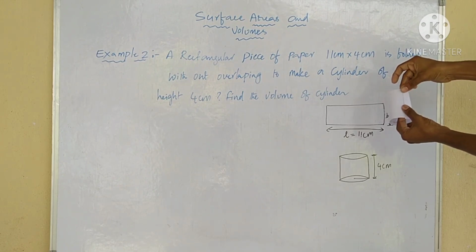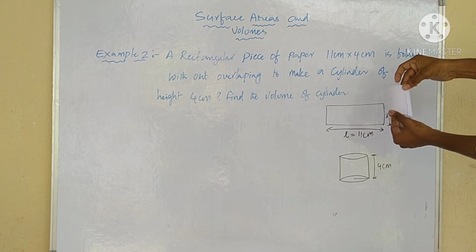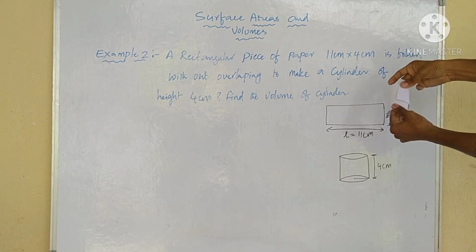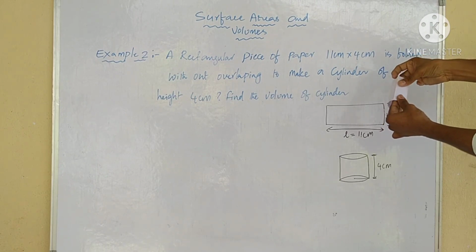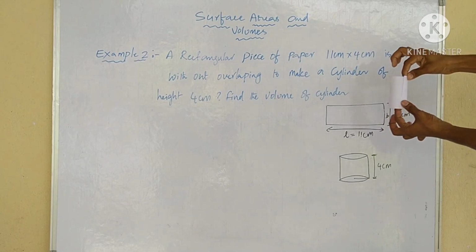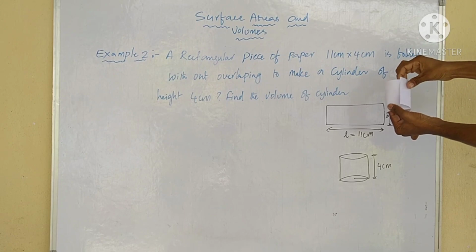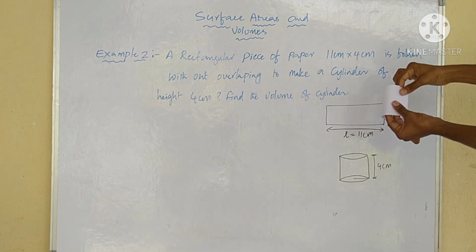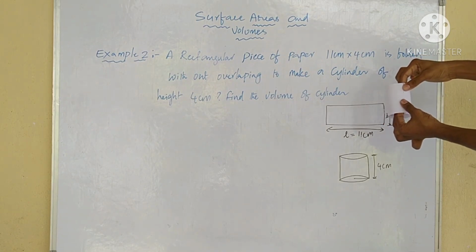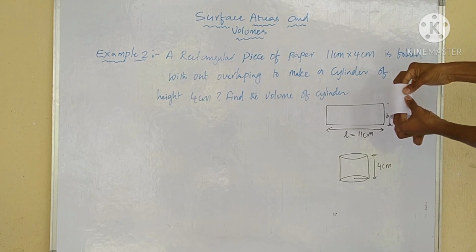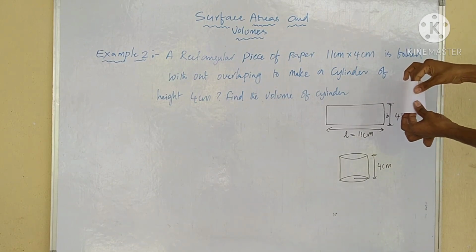With overlapping means this is with overlapping. This is with overlapping. This is without overlapping.